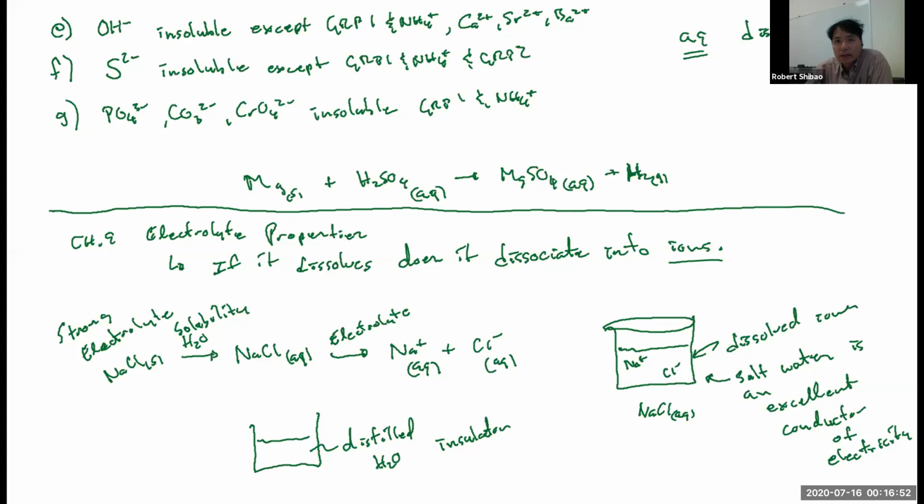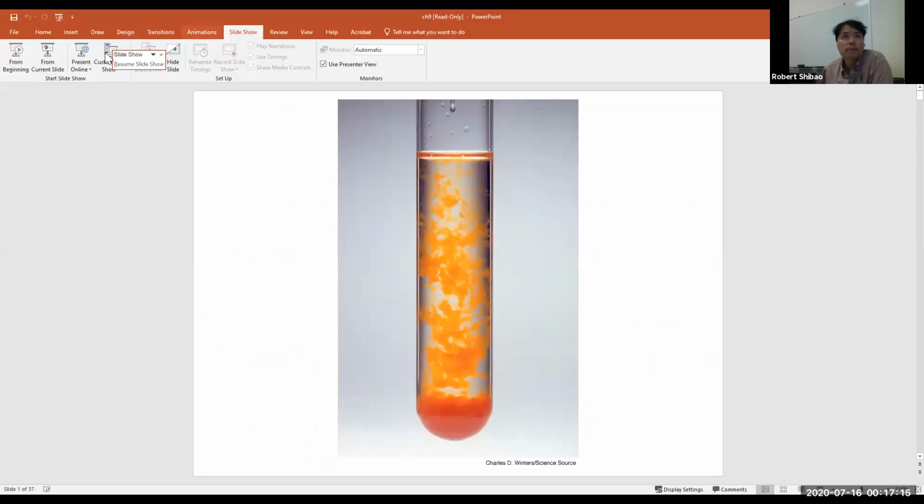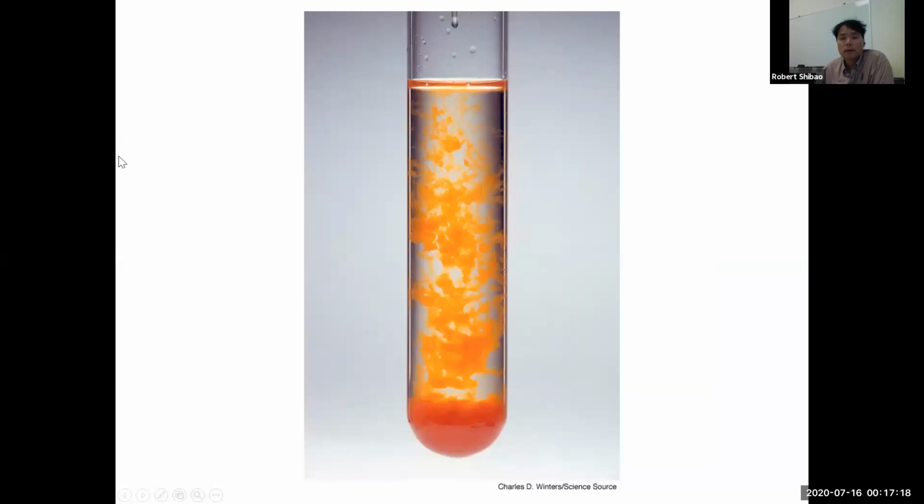Okay, this is a precipitate here. This kind of orange is a precipitate, and that precipitate is an insoluble. Oops, what happened? Actually, I guess you can't see that, can you? Let me go back to it. All right, hopefully you can see this now.